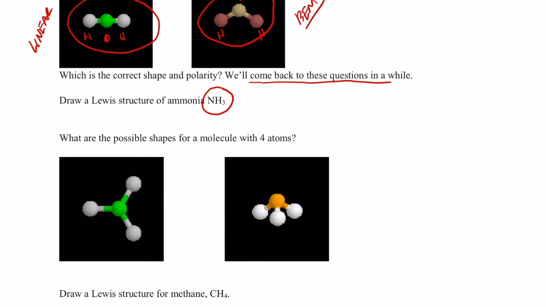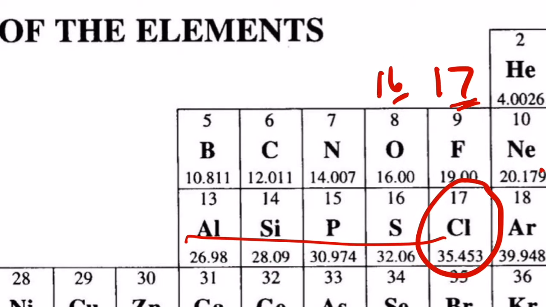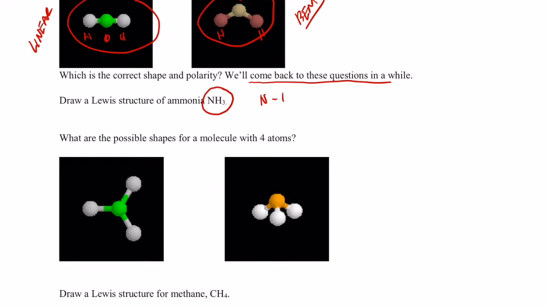Okay, welcome back. Let's figure out our total valence electrons. There's 1 nitrogen, and nitrogen is right here, folks. It's in group 15 of the periodic table. It has 5 valence electrons. And we have 3 hydrogens, and we know that they each have 1 valence electron. So we have 5 plus 3. Looks like we have 8 electrons to worry about.